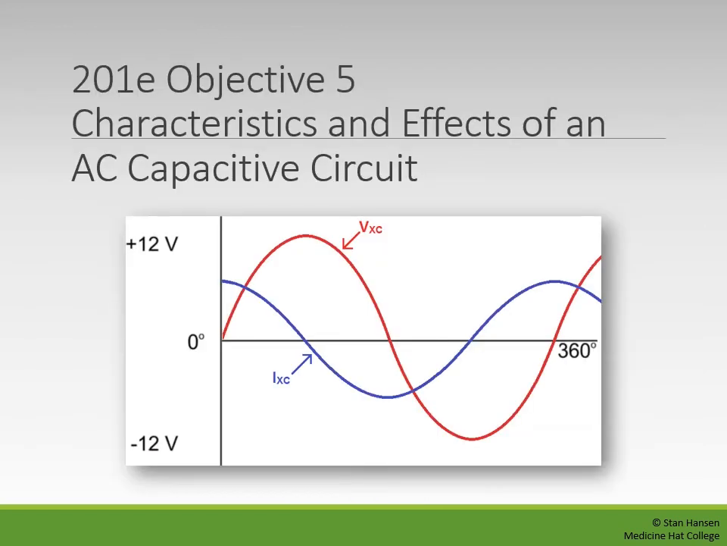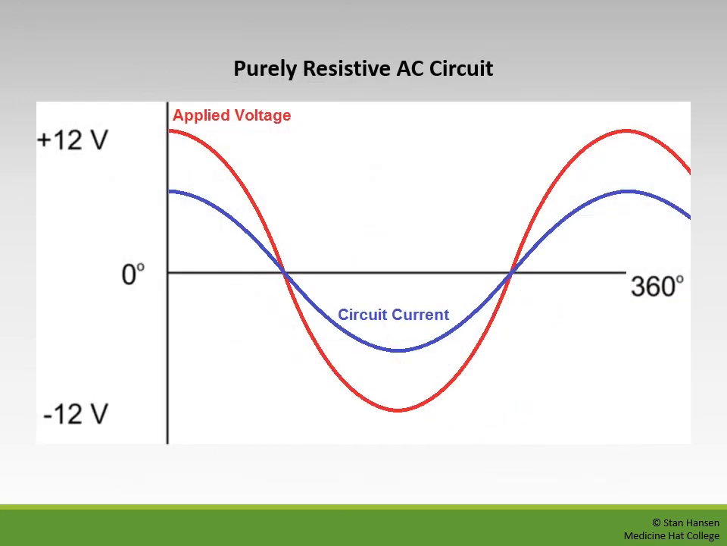We're now going to look at 201E Objective 5, and we're going to discuss the characteristics and the effects of an AC capacitive circuit. Since capacitance is the opposition to a change in voltage, when we have a capacitor in an AC circuit, the voltage tends to lag the current. We're going to compare this to a typical resistive circuit. In a resistive circuit, it is in phase, meaning that it peaks and crosses the zero line at the exact same time.